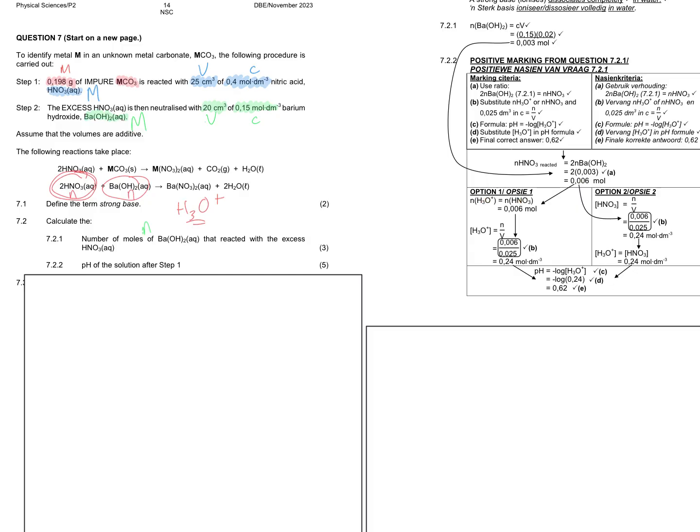So again, maybe being a bit more generous, but that one and that one, everyone should be able to get. And if you get this one, you would get this one, and then you would end up with the answer by mistake without even knowing what you're doing. So we're working out the pH after step 1. That means we need to know how much acid was left over after step 1. And we work that out by using the amount of BaOH2 that reacted, because the BaOH2 reacted with the leftover HNO3.